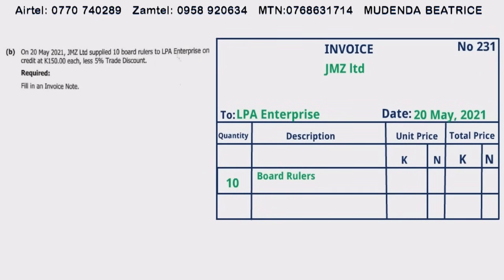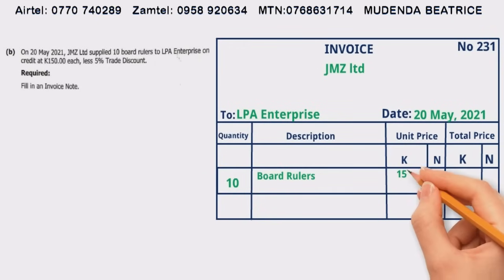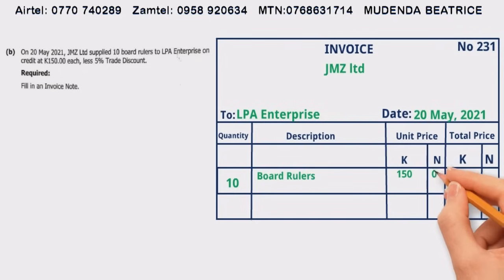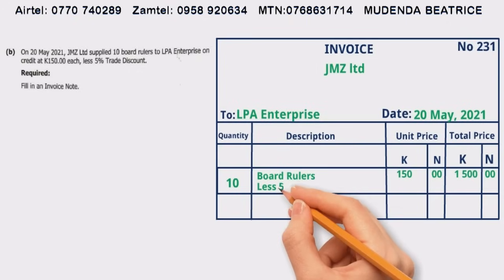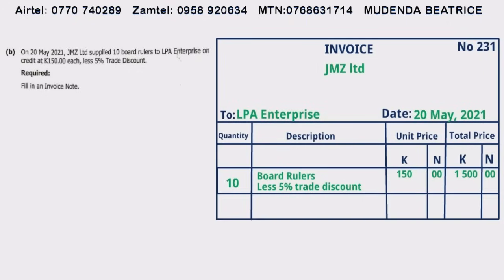Then how much each is? That is 150 kwacha. There are 10, so when you multiply 10 by 150 kwacha, it gives us 1,500. Like that we have entered. Then next, we are told that there is a trade discount that was offered, which is less 5%. So the total sum of the money to be paid minus 5%.